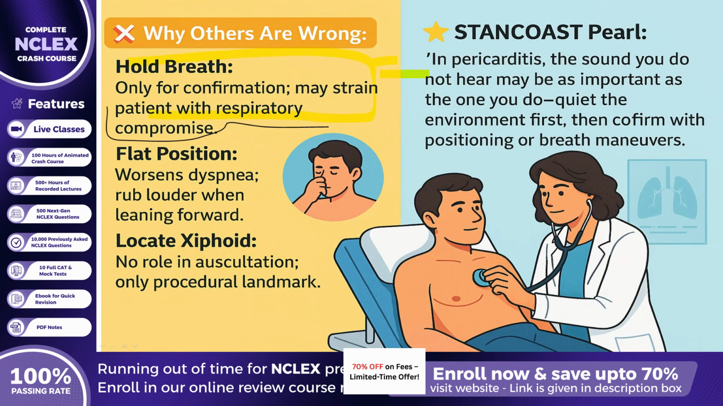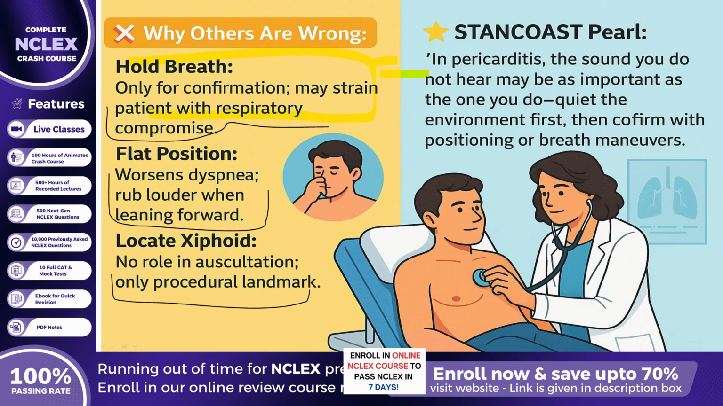Option C, positioning the client flat in bed, is inappropriate because lying flat can worsen pericarditis symptoms and dyspnea, and in fact, the pericardial rub is often louder when the client leans forward rather than lies supine. Option D, palpating and locating the xiphoid process, has no role in enhancing auscultation accuracy. It is more relevant in guiding procedures such as CPR or chest tube insertion, not in assessing pericardial sounds.